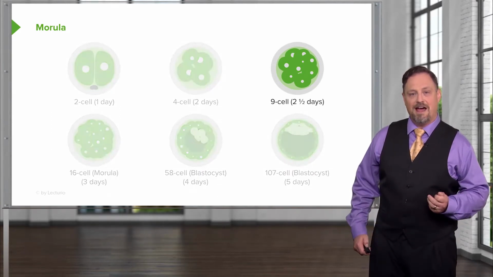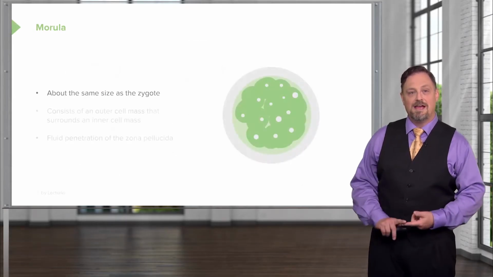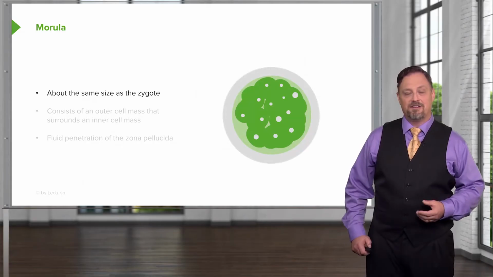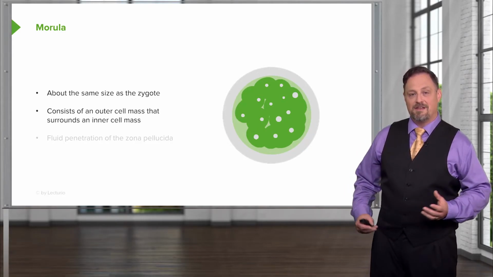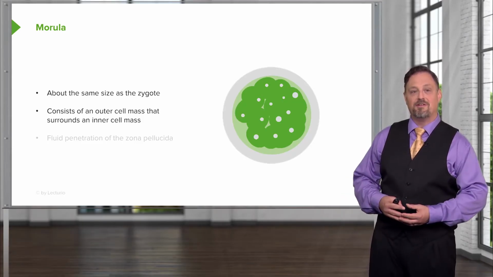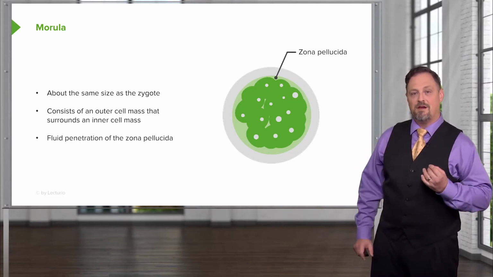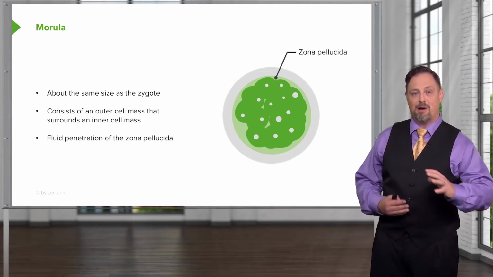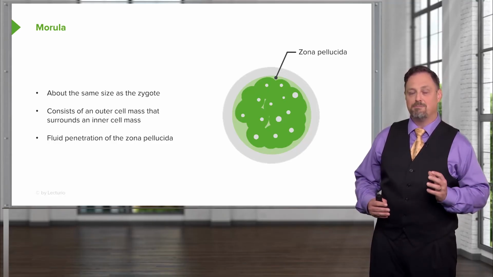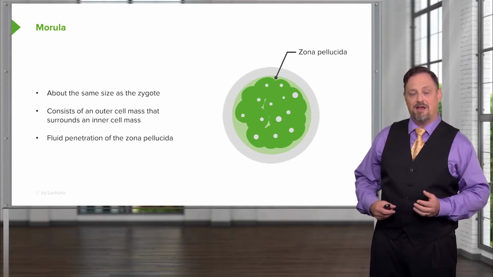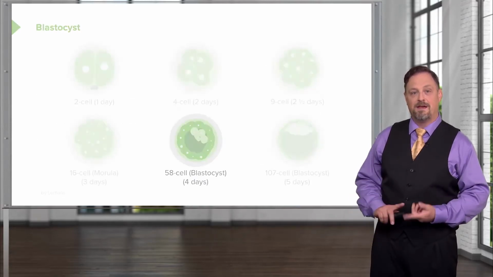And we're going to take a look at the 9-cell stage, roughly 2.5 days into development. At this time, we've got something about the same size as the zygote, and it's going to consist of a group of cells clustered in the center, the inner cell mass, and a surrounding outer cell mass. During this time, the protective barrier that existed around the developing zygote and morula, the zona pellucida, begins to break down, and fluid begins to permeate into the spaces between these cells.